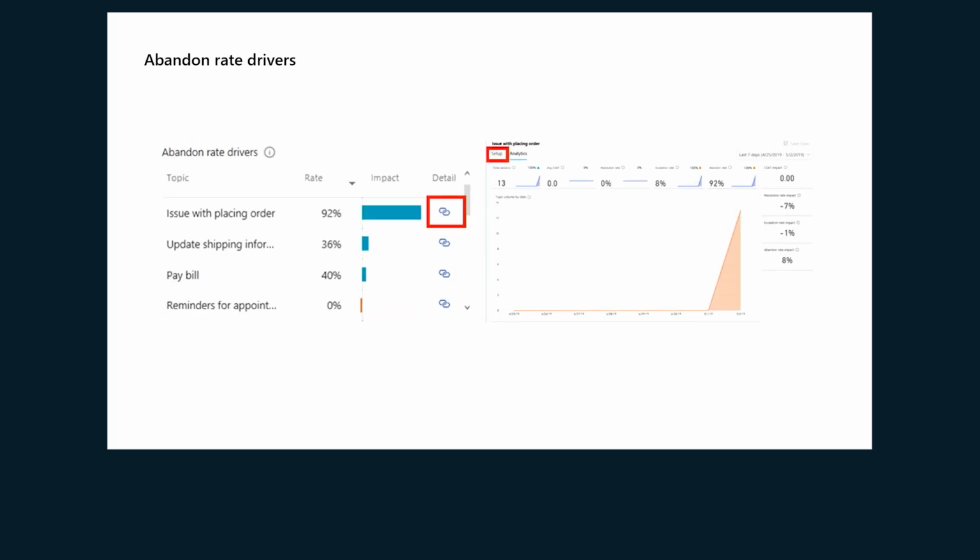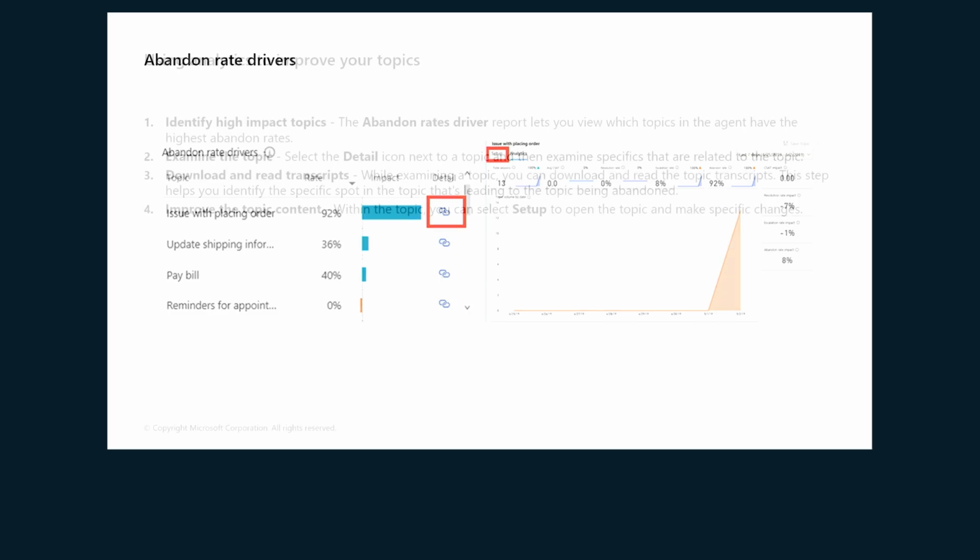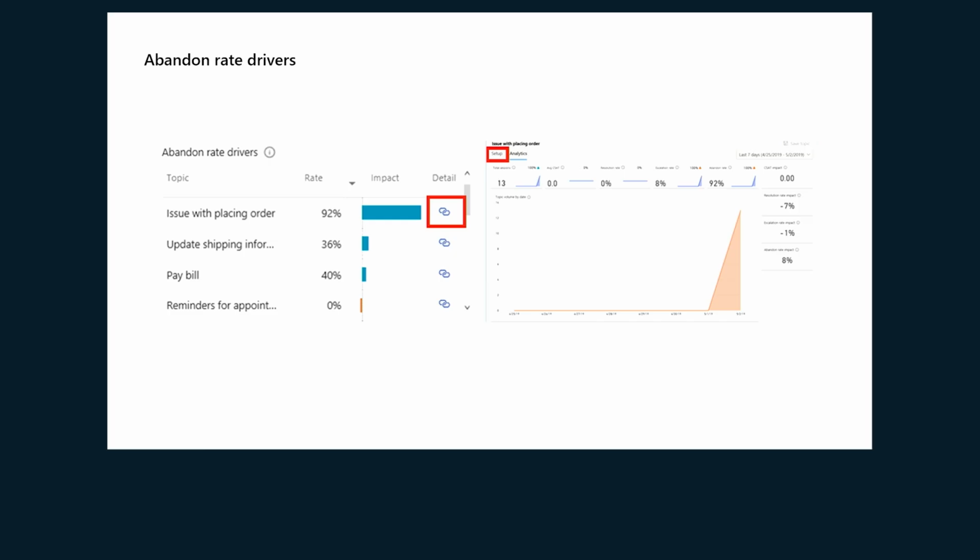You can see the details related to abandoned sessions in this chart. This lists each topic and provides the rate for it, allowing you to explore further related details about why the topic was abandoned.